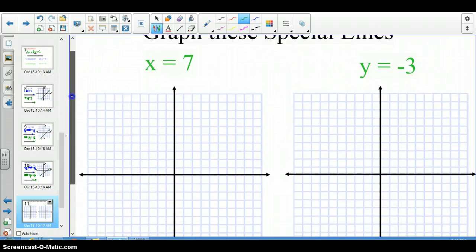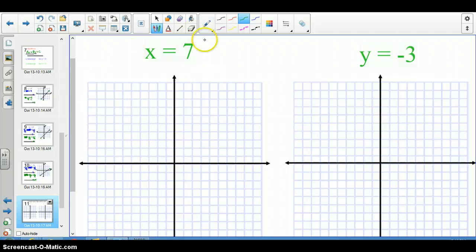Special lines, so for example, x equals 7. So where does x equal 7 at? So remember, x-axis, positive to the right, negative to the left. Y-axis goes up and down, y to the sky, so it's positive. So x equals 7. So I go to the right 7 units. They don't tell us anything else, so it is a vertical line.